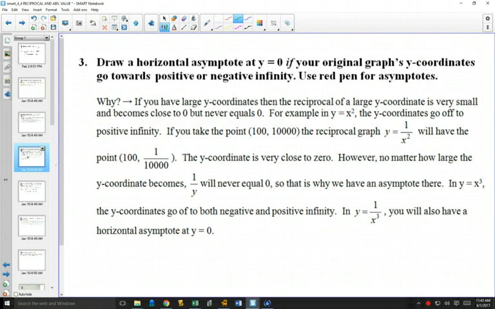Connected to that, we're also going to draw horizontal asymptotes. So our very first step will be drawing asymptotes, horizontal ones and vertical ones. With 1 over f of x graphs, if you have a horizontal asymptote, you're going to have it at y equals 0.